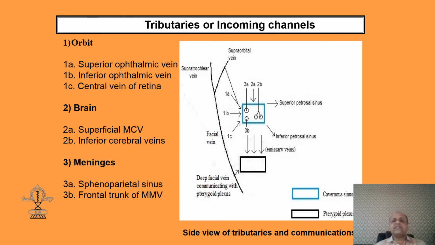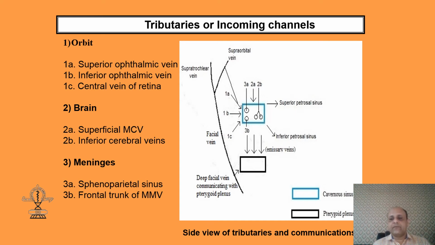Now this cavernous sinus has got incoming channels or tributaries, and it also has drainage channels. Before we go into the incoming channels and drainage channels, I think it is very pertinent to keep in mind that whether it is incoming channel or drainage channel, both these communications are valveless. So blood can flow in either direction. So this is very important, that we are going to do now the incoming channels or the tributaries which are entering the cavernous sinus, and the outgoing channels or the drainage channels of the cavernous sinus.